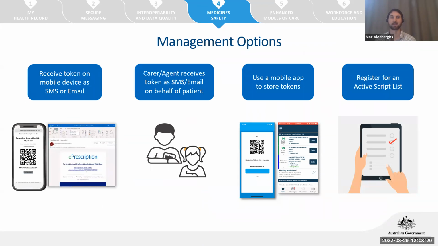So looking at some management options here. A patient can either receive an SMS or an email. The patient can also choose how they receive the token, if they want it sent to them directly. Otherwise, they can have it sent to the pharmacy, or even a carer can receive it on their behalf. They can use a mobile app to store the tokens, or they can register for what's called an active script list in pharmacies that are set up for the active script lists.